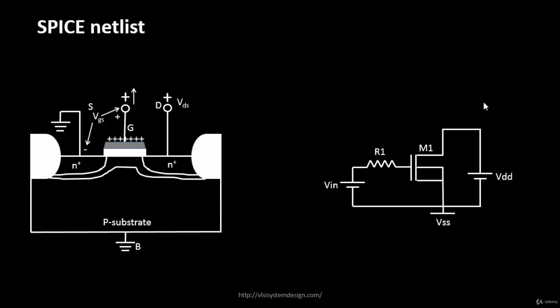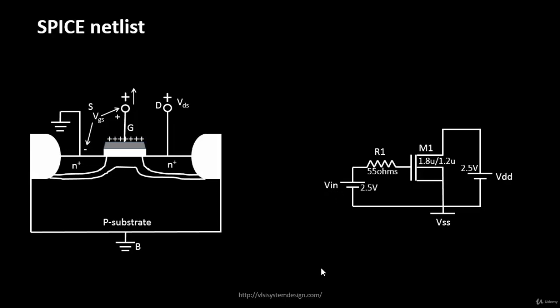We'll write down the SPICE netlist for this particular circuit and try to simulate it. So let's start with writing down the SPICE netlist. The first step in doing that is defining the nodes. But before even defining nodes, let's give some values to these components.